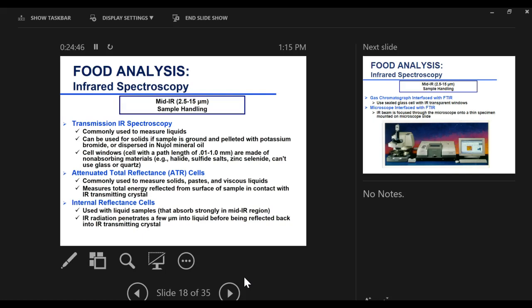Attenuated total reflectance is usually used for solid, paste, or really viscous liquid. Here the light hits the surface, and then it gets reflected, but it goes in for a little bit, and the molecules in there absorb some of that light, and the rest of the light that did not get absorbed gets reflected and projected to the detector. And then the detector can calculate the difference of the light that was absorbed versus the light that got reflected.